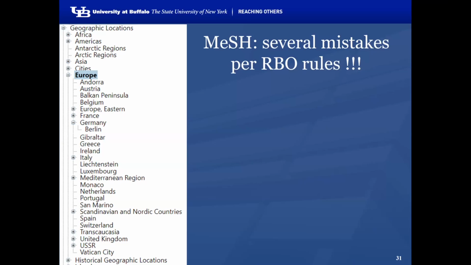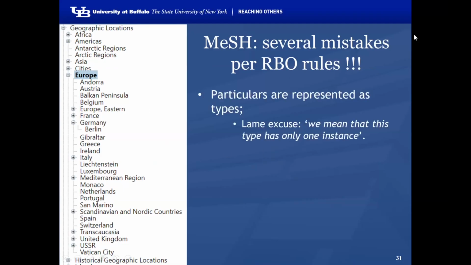Europe is an individual, okay? There are not different kinds of Europes. There are different kinds of geographic locations. There is this location and there is that location, but there is only one Europe. So Europe is an individual. It's not a type. Now, of course, they can say, well, we mean that this type has only one instance. Okay, if you want to work like that.